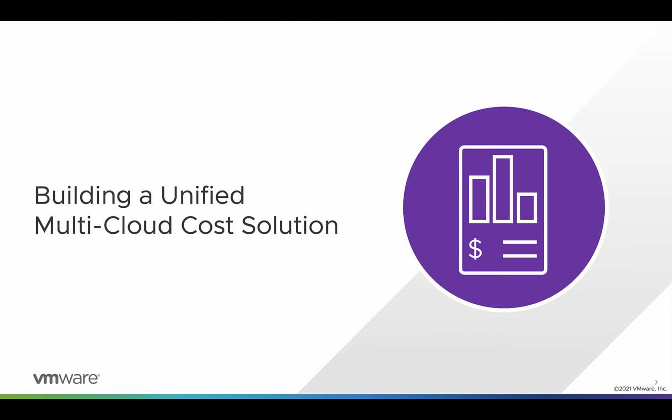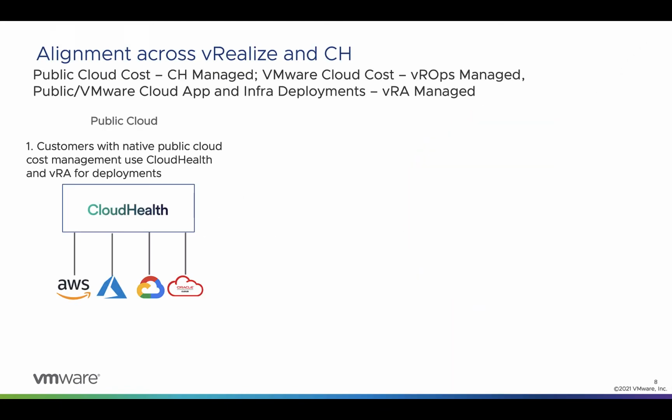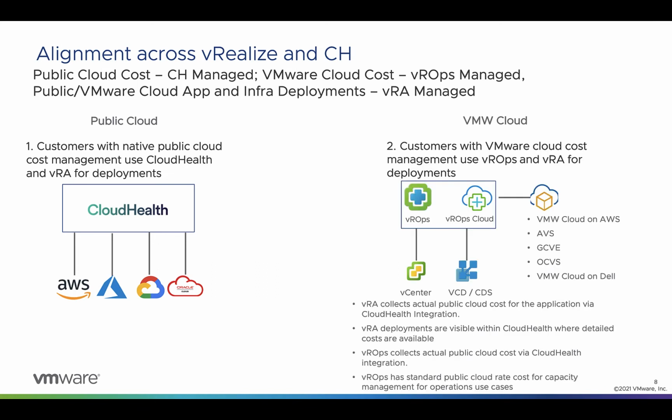So let's briefly discuss where we want our data to come from and what parts we want to use depending on where we want to get our costs from. If we're using anything public cloud-wise, it's AWS, Azure, GCP, or Oracle Cloud, we want to go ahead and use CloudHealth for all of our costing and our VRA deployments. If we are getting anything from private clouds or from hybrid clouds like VMC on AWS or AVS, GCVE, we want to go ahead and use vRealize Operations or vRealize Operations Cloud in combination with VRA to get all our costs there.